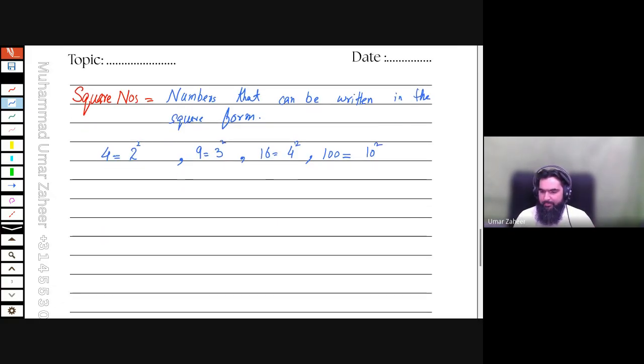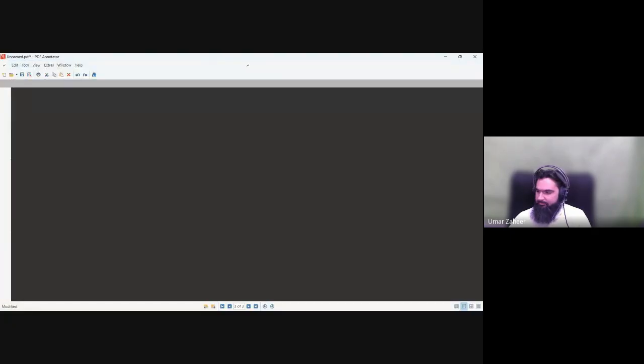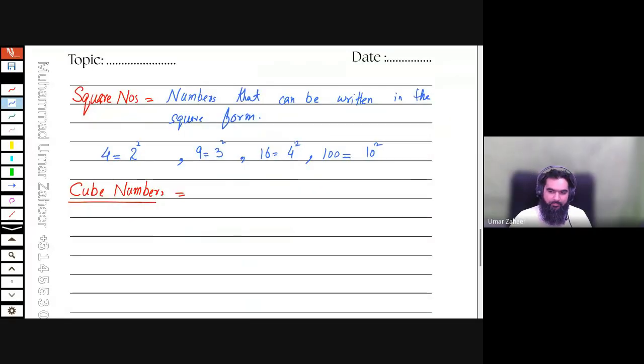Now, next we have cube numbers. The cube numbers are the numbers that can be written in the form of a cube. The numbers that can be written in the cube form are known as cube numbers.